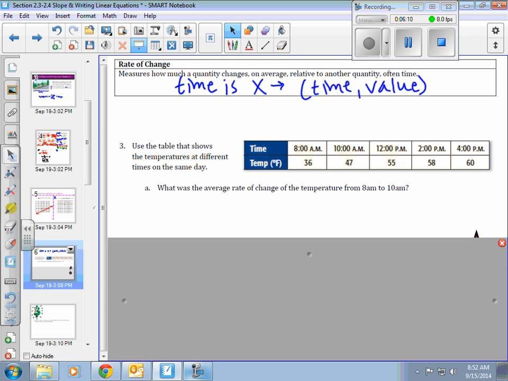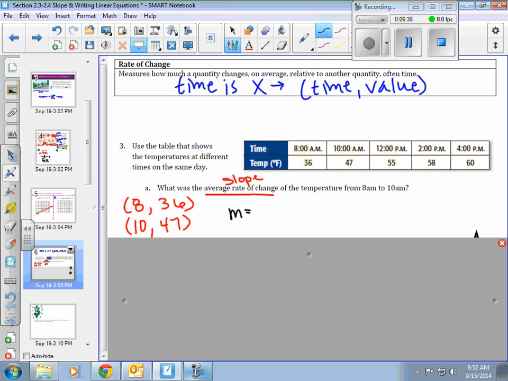Example 3, use a table that shows the temperature at different times of the day. What is the average rate of change? When they're asking for average rate of change, they're really asking for the slope, same thing, of the temperature from 8 a.m. to 10 a.m. If we look at 8 a.m., the temp is 36 degrees Fahrenheit. Notice my time is my x value, and at 10 a.m. it is 47 degrees.